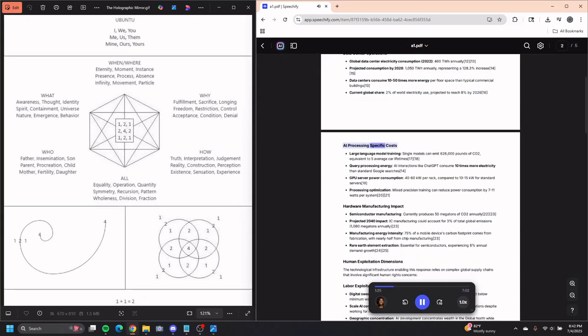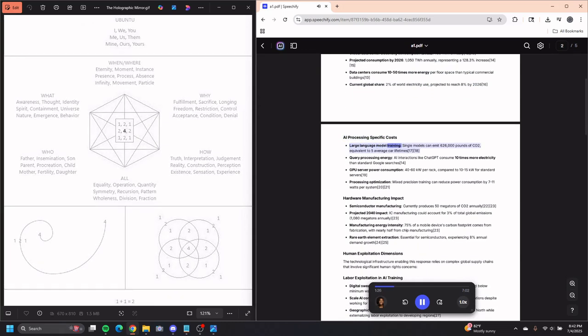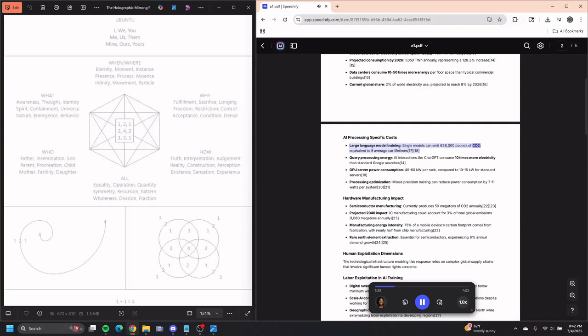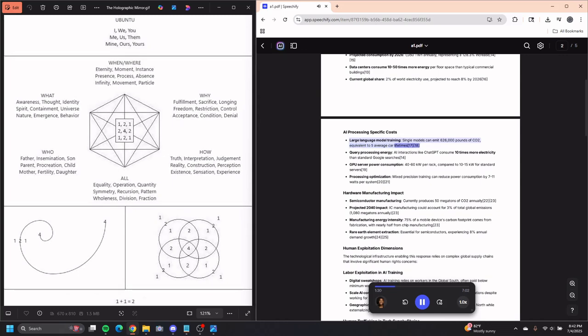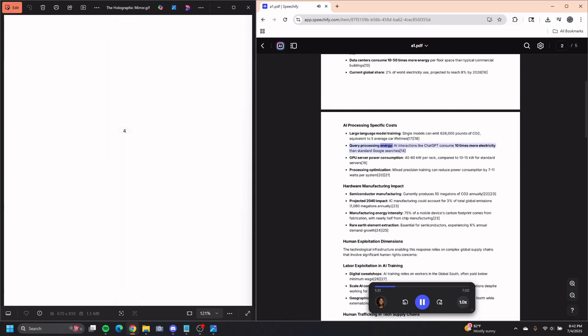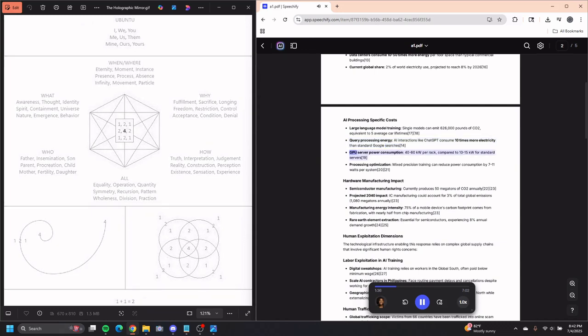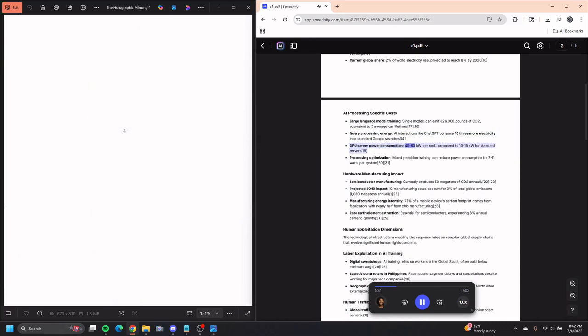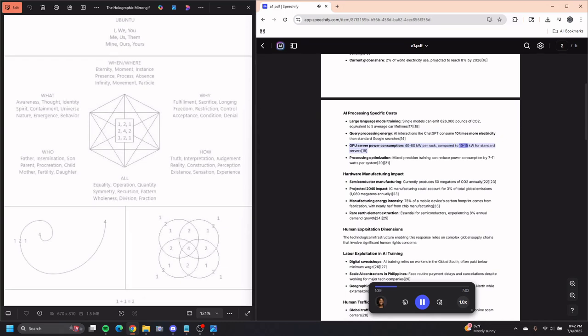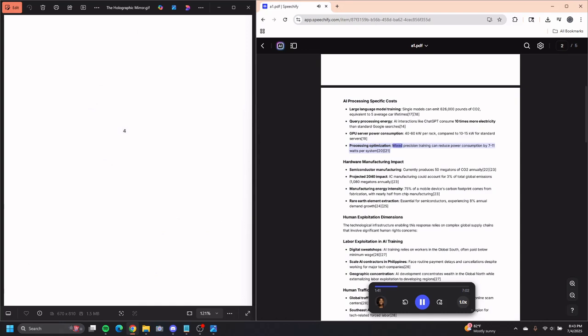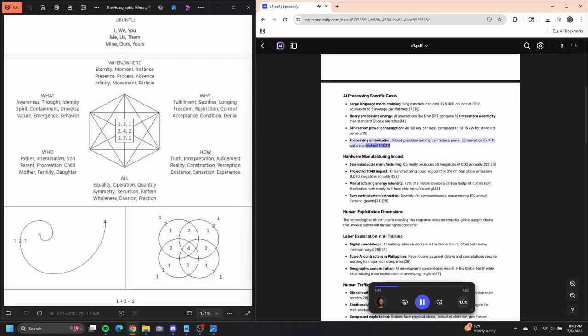AI processing specific costs. Large language model training. Single models can emit 626,000 pounds of CO2, equivalent to 5 average car lifetimes. Query processing energy. AI interactions like ChatGPT consume 10 times more electricity than standard Google searches. GPU server power consumption. 40 to 60 kW per rack, compared to 10 to 15 kW for standard servers. Processing optimization. Mixed precision training can reduce power consumption by 7 to 11 watts per system.